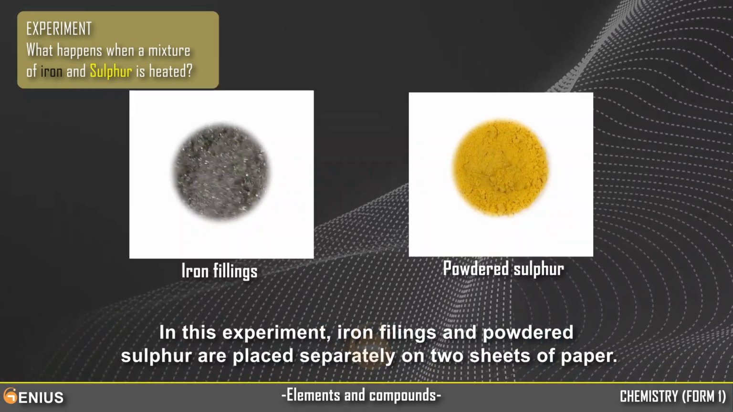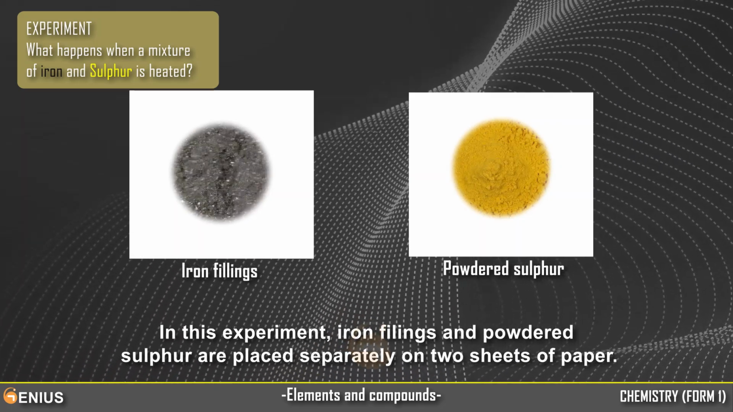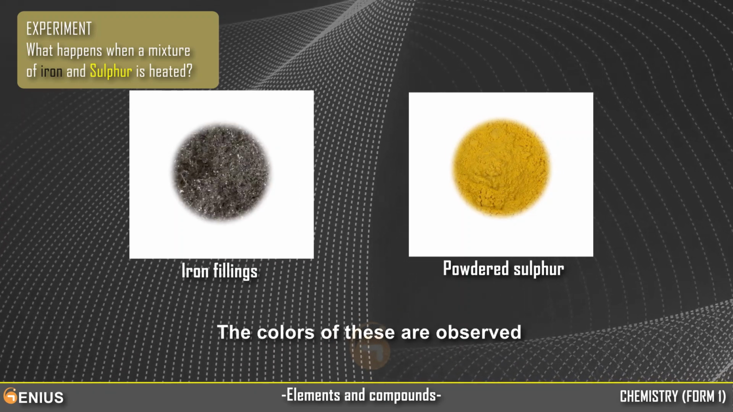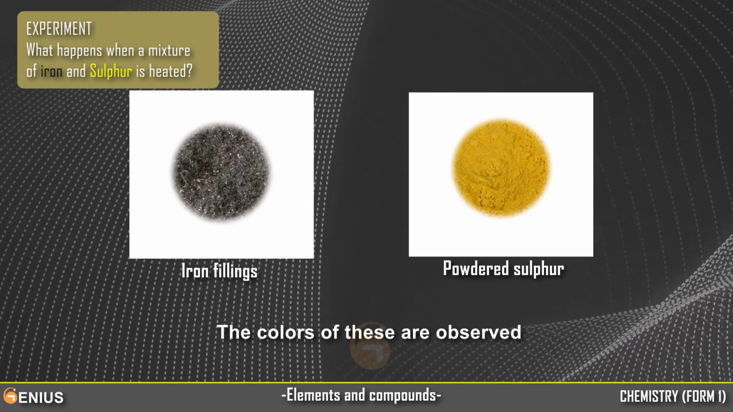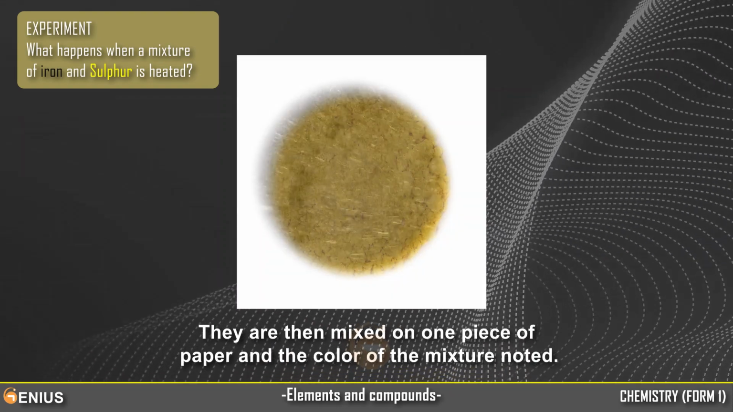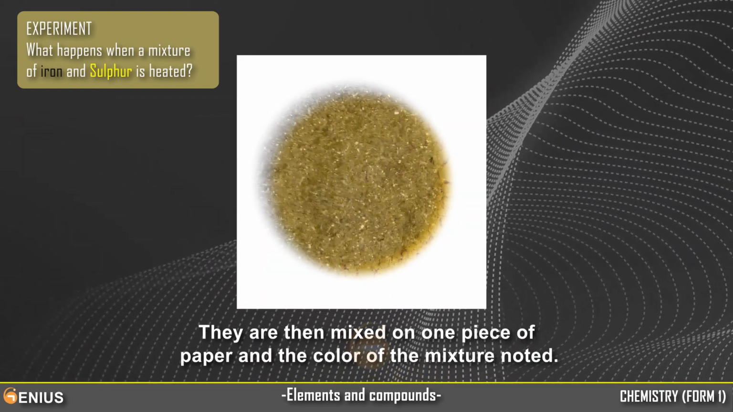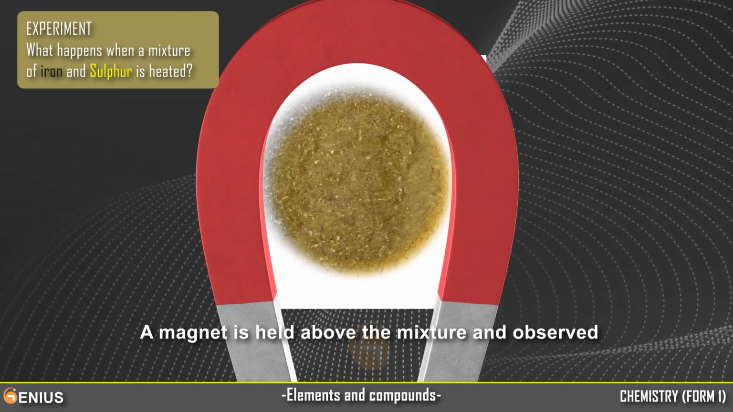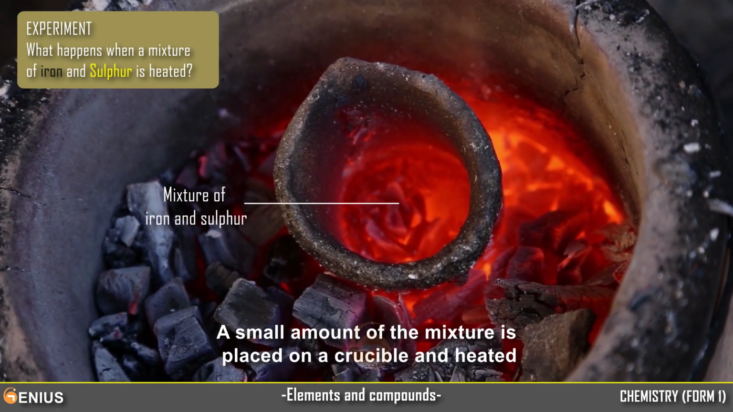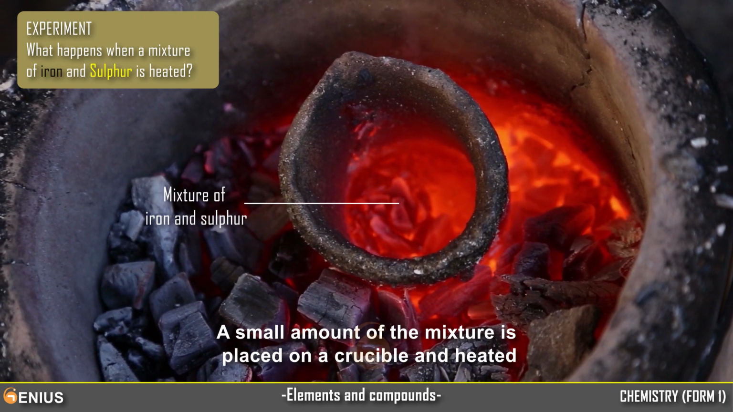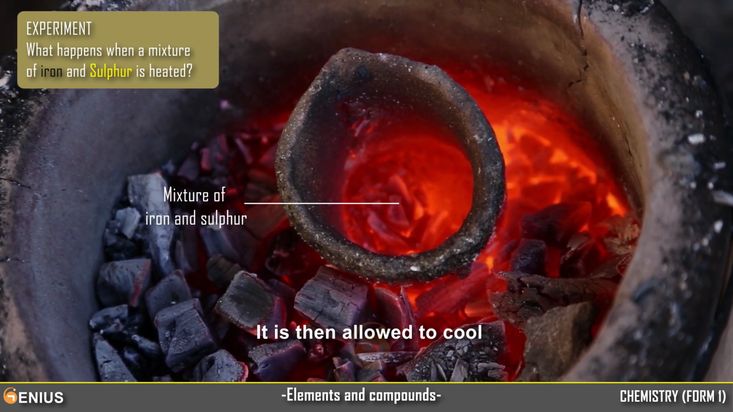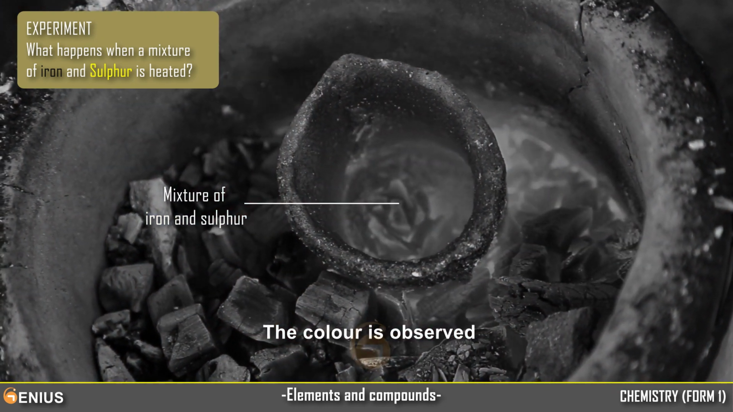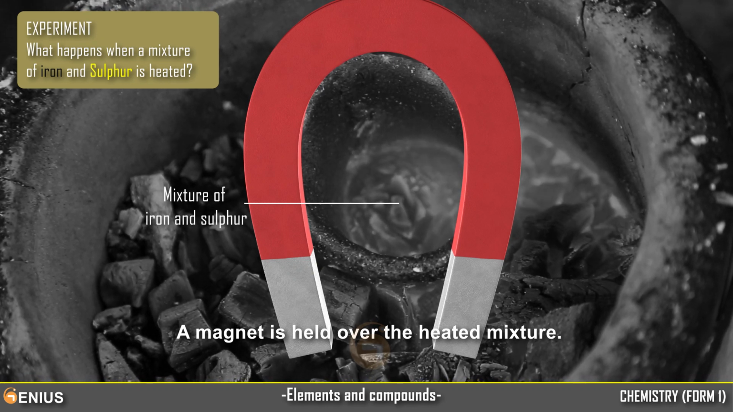In this experiment, iron filings and powdered sulfur are placed separately on two sheets of paper. The colors of these are observed. They are then mixed on one piece of paper and the color of the mixture is noted. A magnet is held above the mixture and observed. A small amount of the mixture is placed on a crucible and heated. It is then allowed to cool. The color is observed. A magnet is held over the heated mixture.